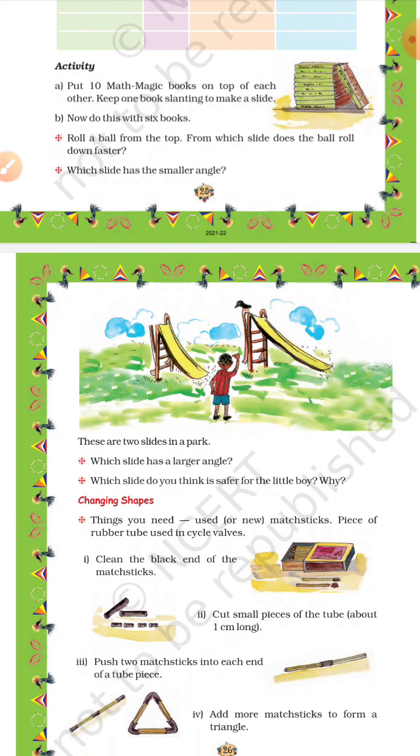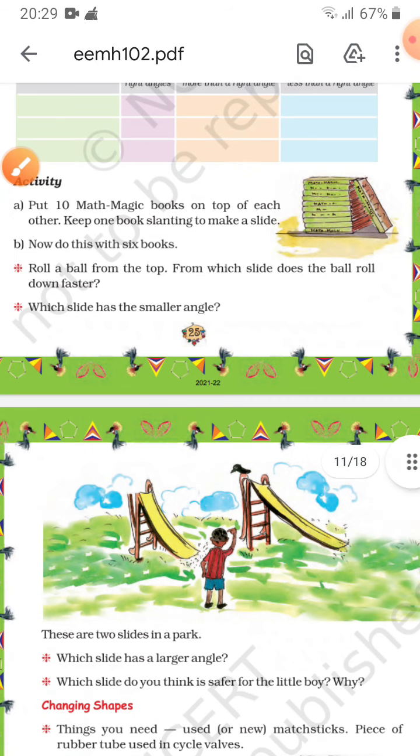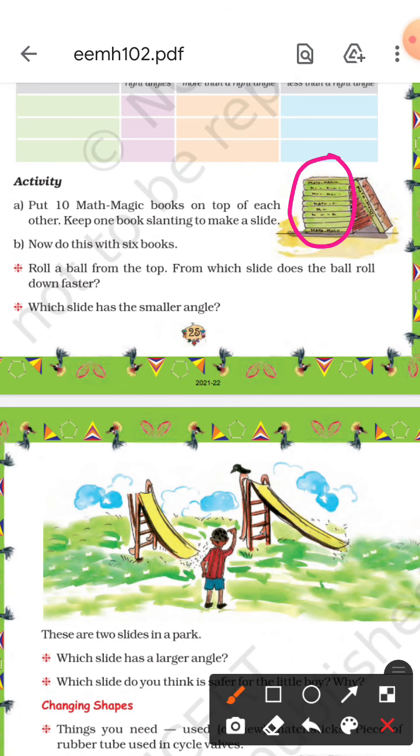Okay, now the next activity is put 10 math magic books on top of each other. Keep one book slanting to make a slide. Okay, here if you see this figure, you can see that there are 10 magic books on top of each other, and here you have to keep one book slanting to make a slide.